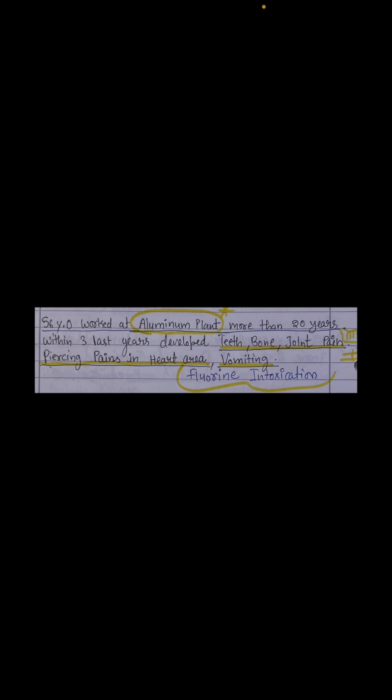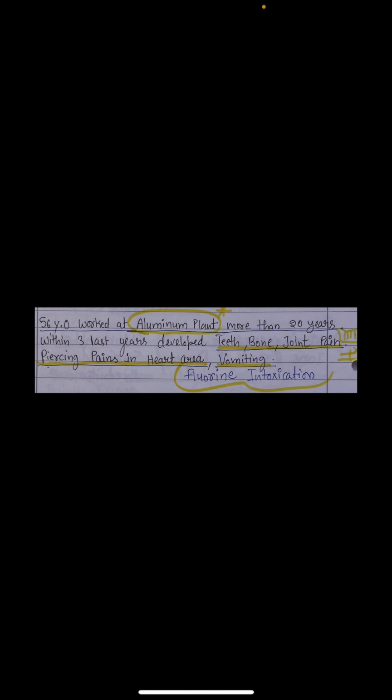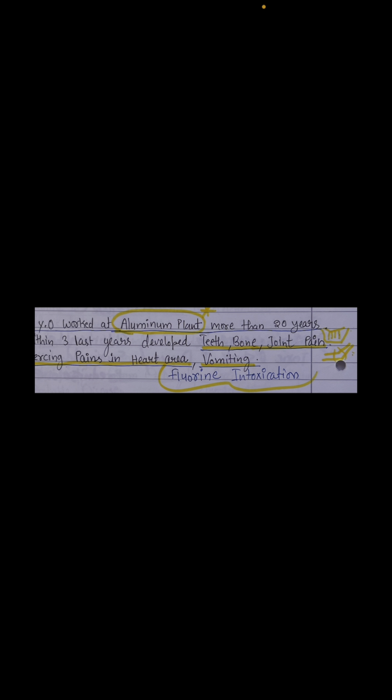First question says it's a 56-year-old patient who was working in the aluminium plant for more than 20 years. Within the last 3 years, he developed teeth and bone joint pain, piercing pain in the heart area, and vomiting. These are the symptoms of fluorine intoxication. In the aluminium plant they use fluorine for the bauxite reaction, so the workers are continuously prone to inhale fluorine vapors. As a result, their teeth start to get problems.